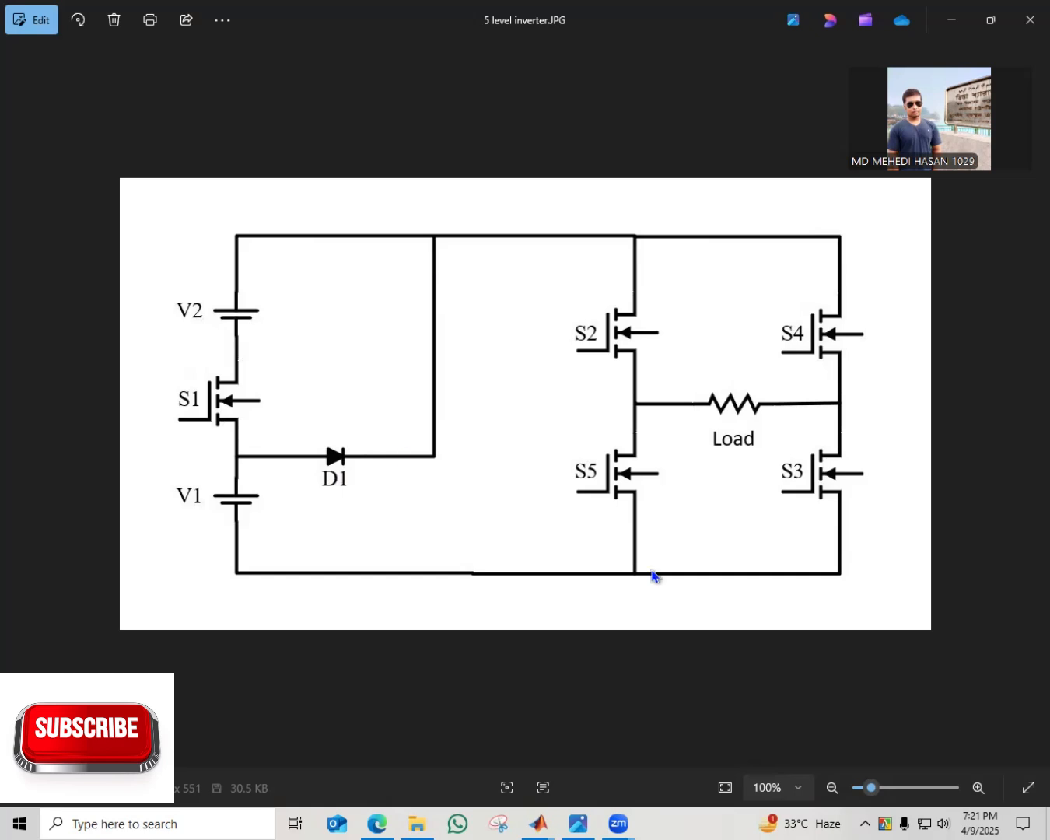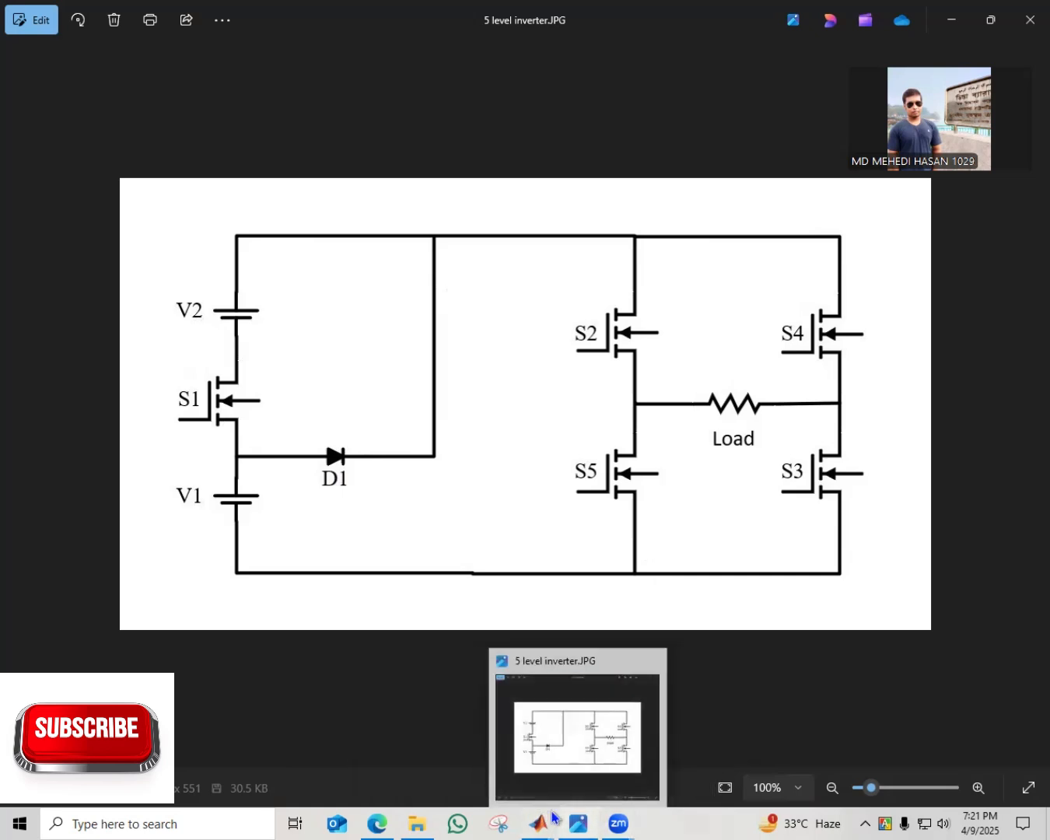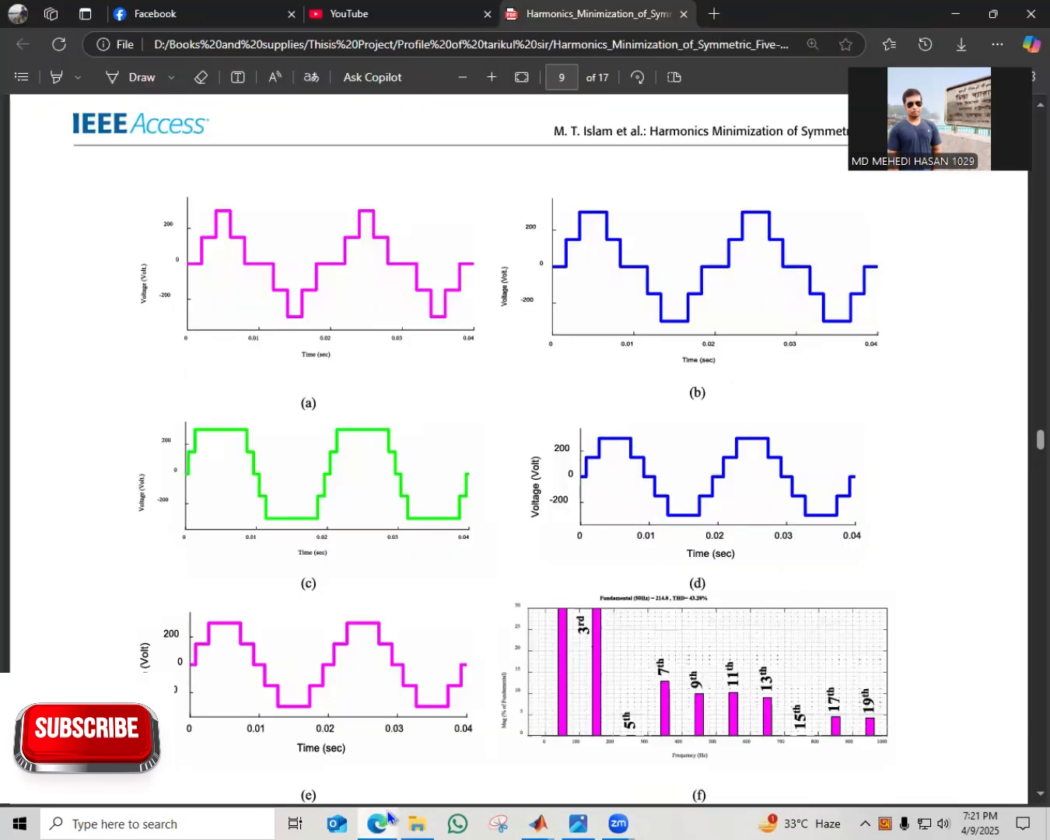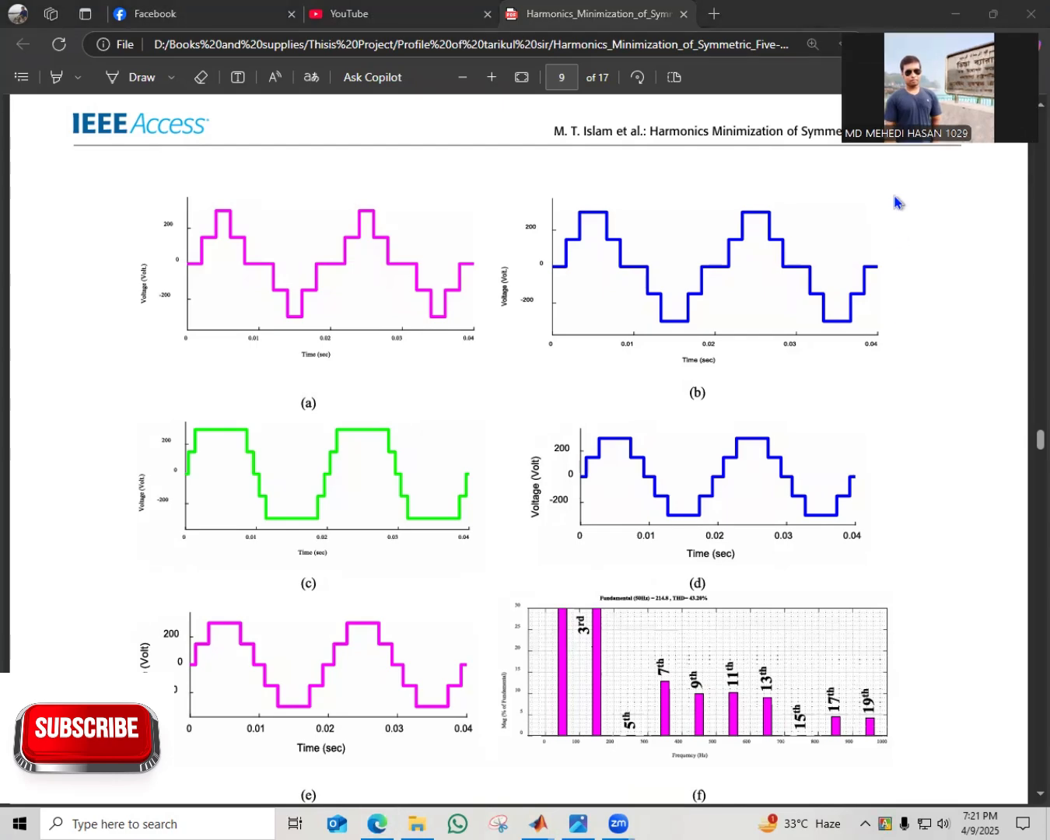So now I am going to start our lesson. In this lecture, I am going to show you some thesis about the 5-level inverter. This is the paper from which I am going to start this project. This is the circuit and output waveform of the 5-level inverter.